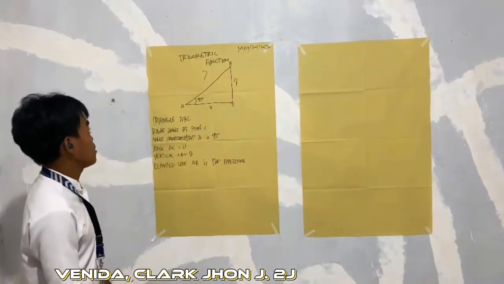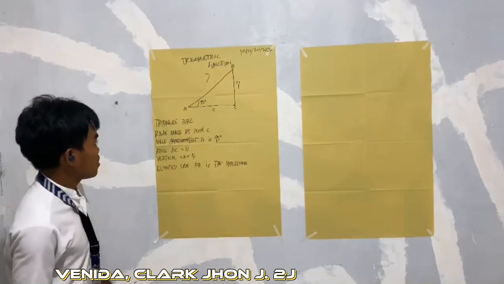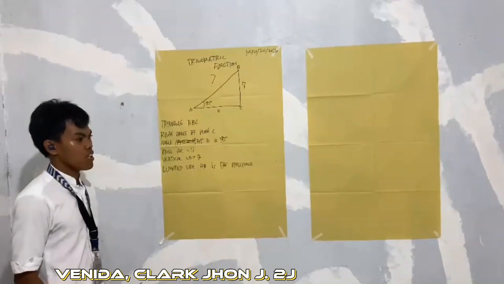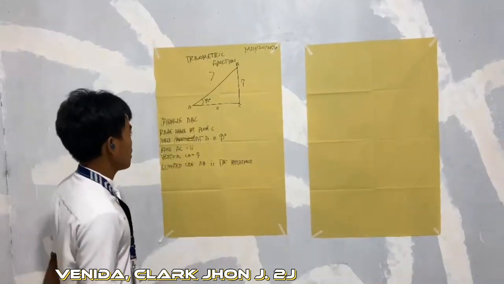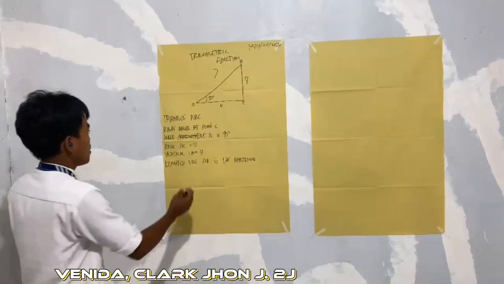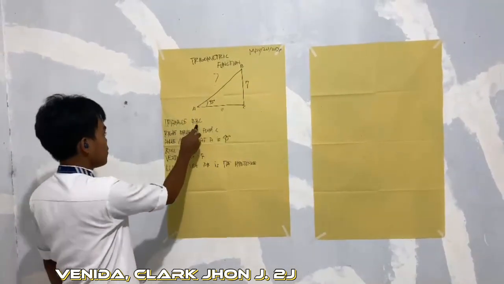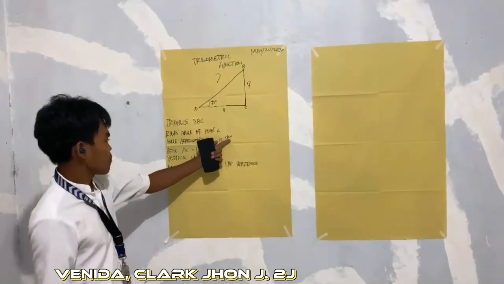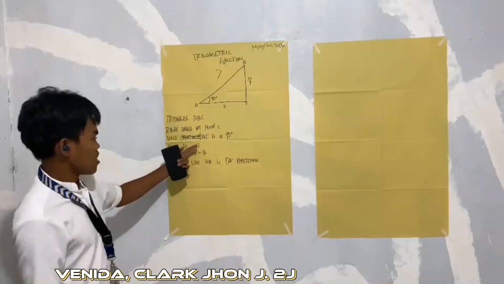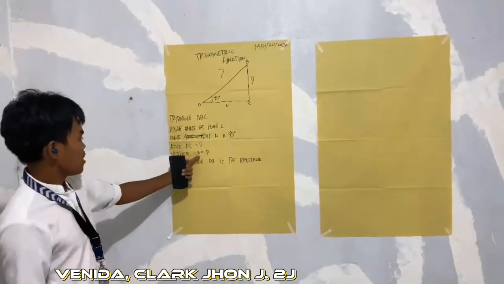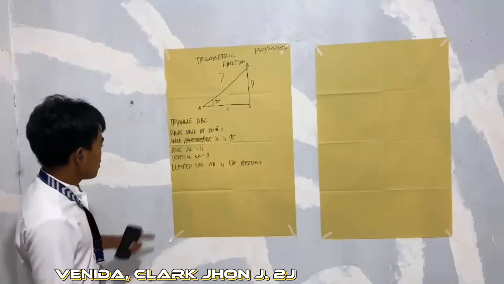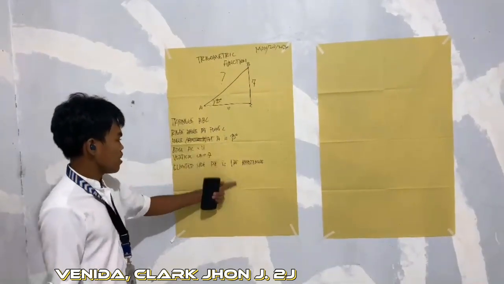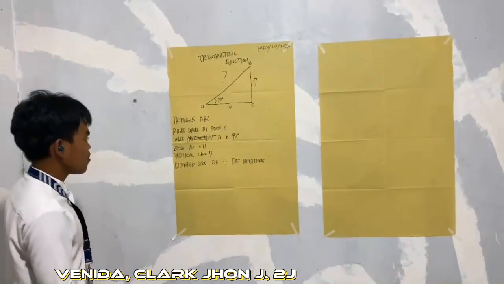Our topic today is geometric functions. This is my problem. The given is triangle ABC, right angle at point C, angle at A is 45 degrees, base AC is 11, vertical CB is 7, and slanted side AB is the hypotenuse. So find the hypotenuse.